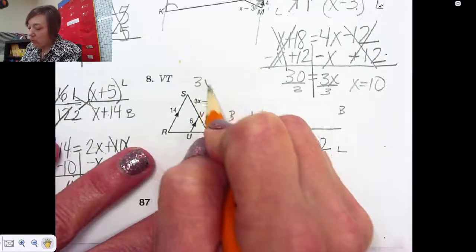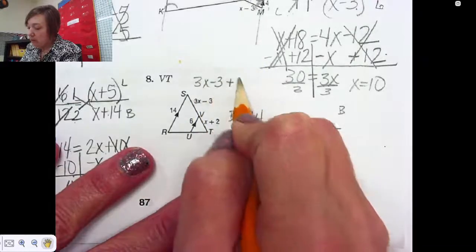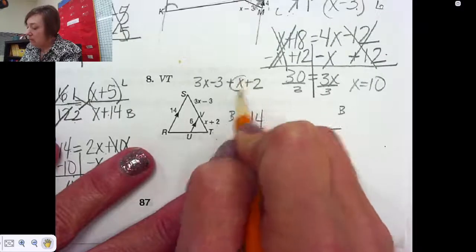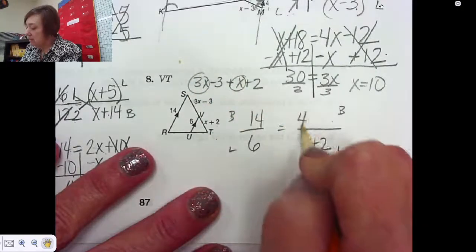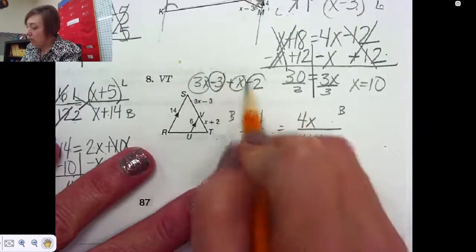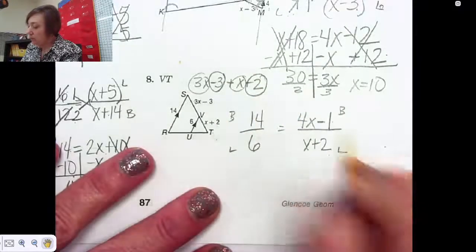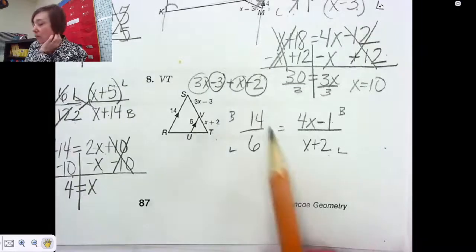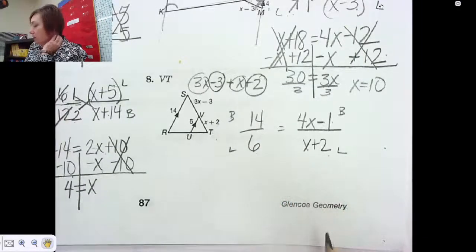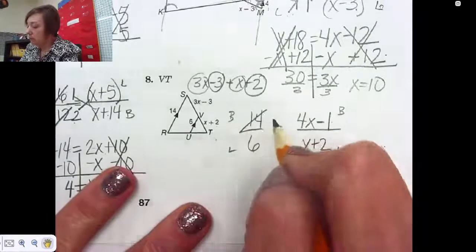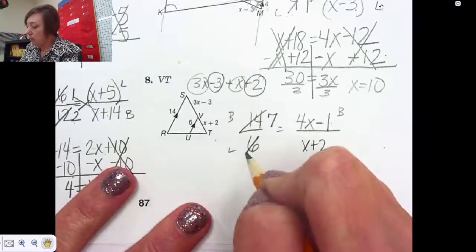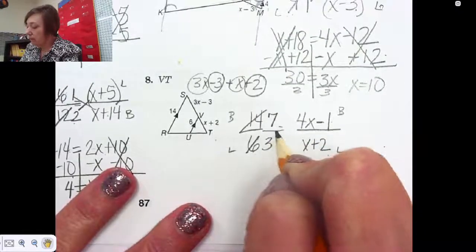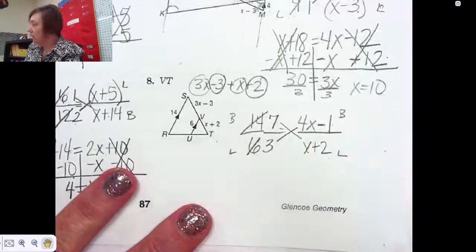We have to do 3x minus 3 plus x plus 2. So that's going to be 4x. And then what's negative 3 and plus 2? Minus 1. Okay. So let's simplify that 14 over 6. How do we simplify that? What goes into both? 2 goes into both. So what would be on top? 7. What would be on bottom? 3. Okay. So now we're just going to cross multiply, right?